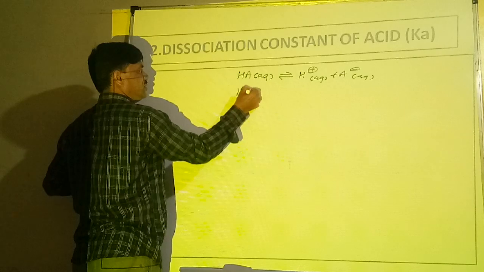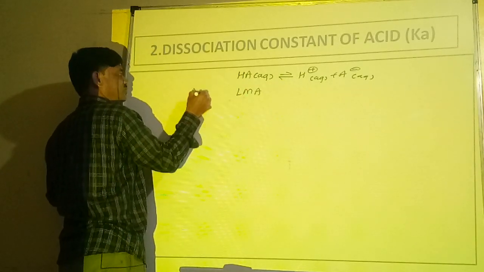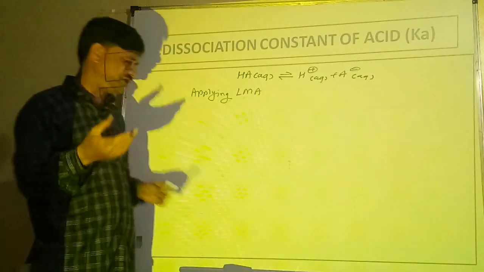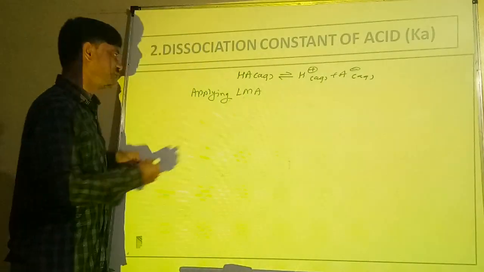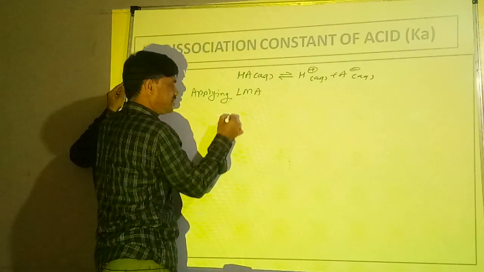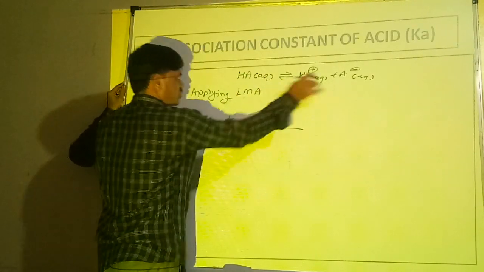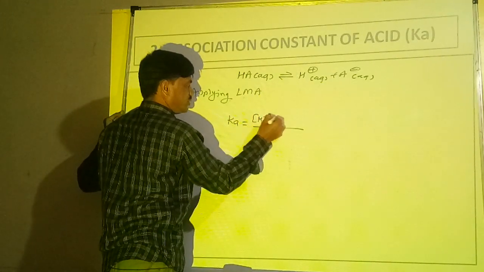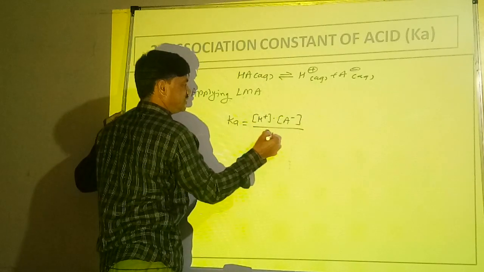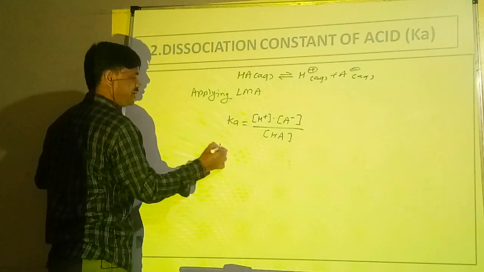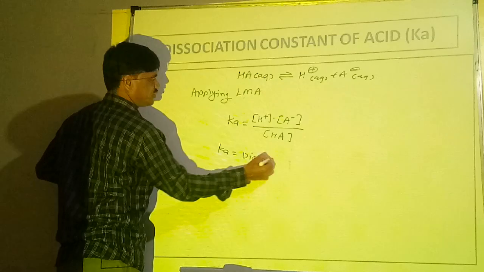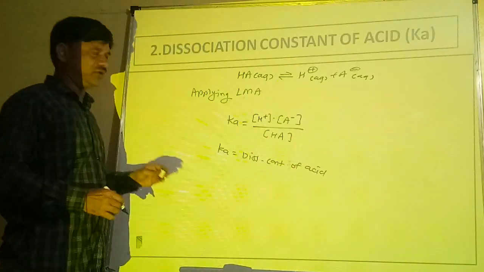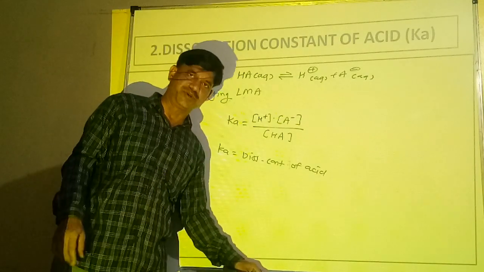If we apply the law of mass action, remember this one. In class 11th you already discussed this. Law of mass action, remember the short form. So what are you getting here? Ka. Now tell me the ratio: product upon reactant. So Ka equals H plus concentration into A minus divided by HA. What is the meaning of Ka? Ka is nothing but the dissociation constant of acid. From this ratio, can you tell me, student, how to define Ka?